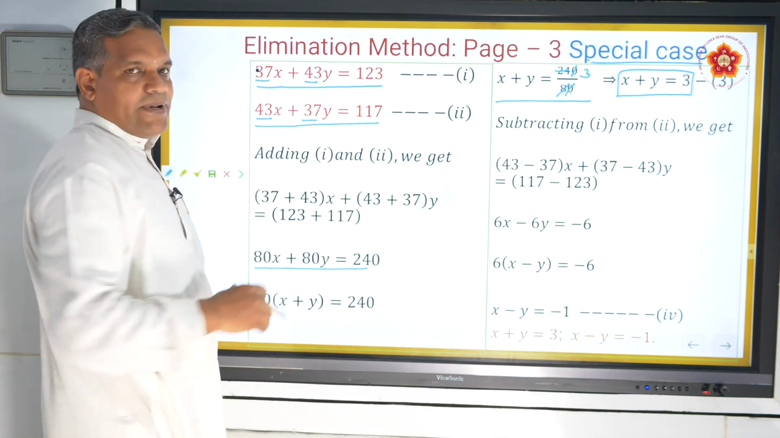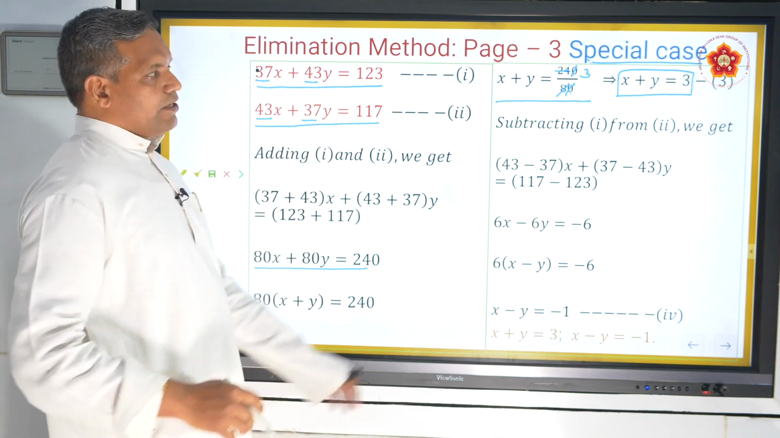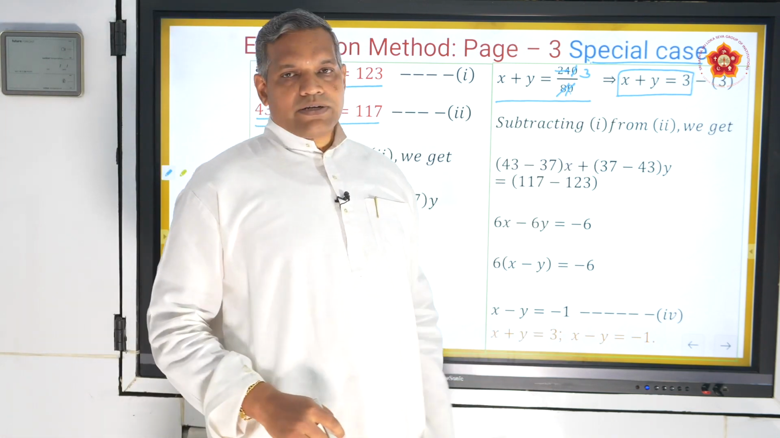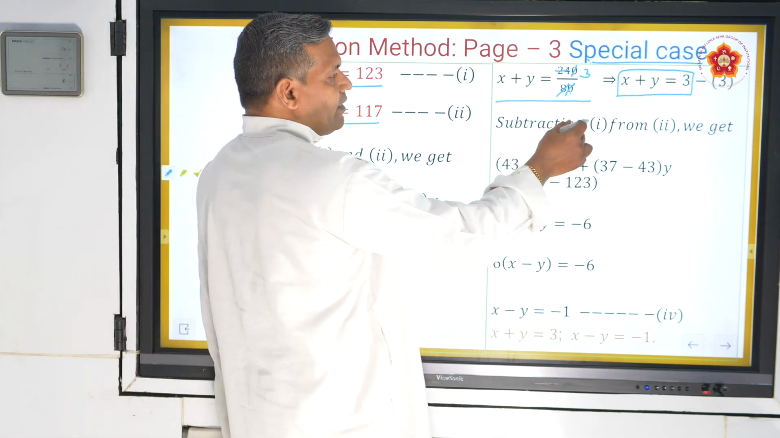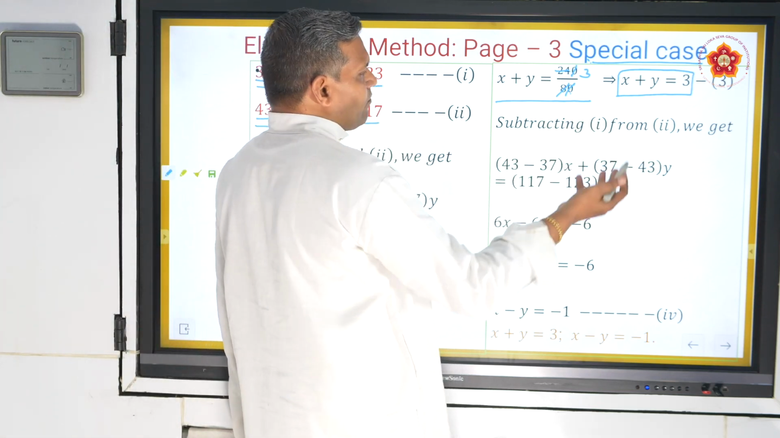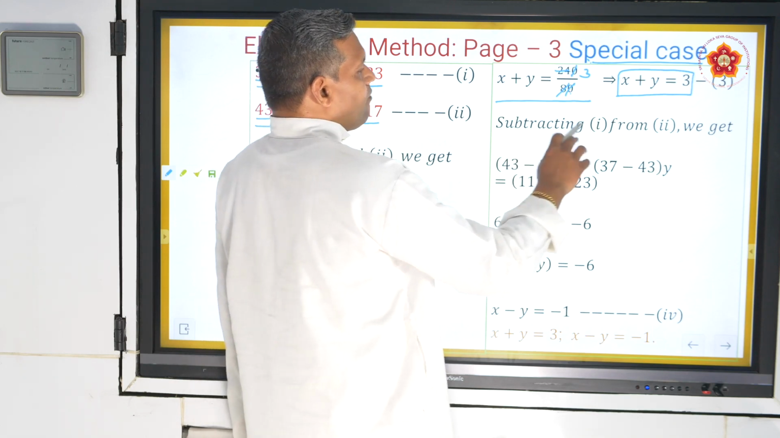See the complexity of this equation, how much you simplified. There is only one equation you got. On subtracting, you are going to get another equation. Let's go and do subtraction. When you are subtracting, you can do equation number 1 from 2 or 2 from 1, anything, but I have taken 1 from 2.